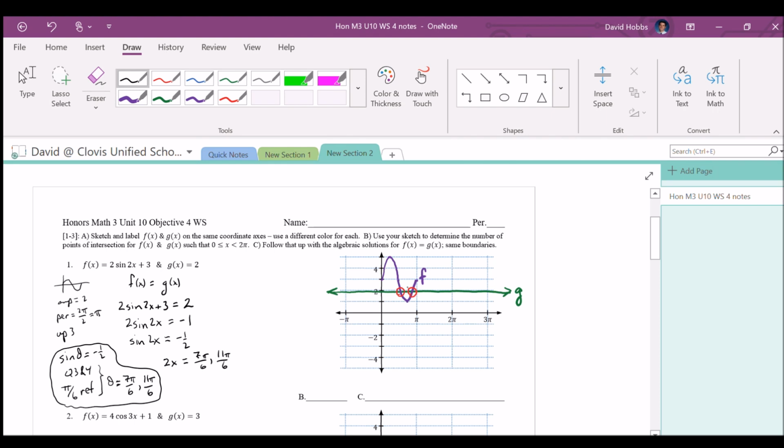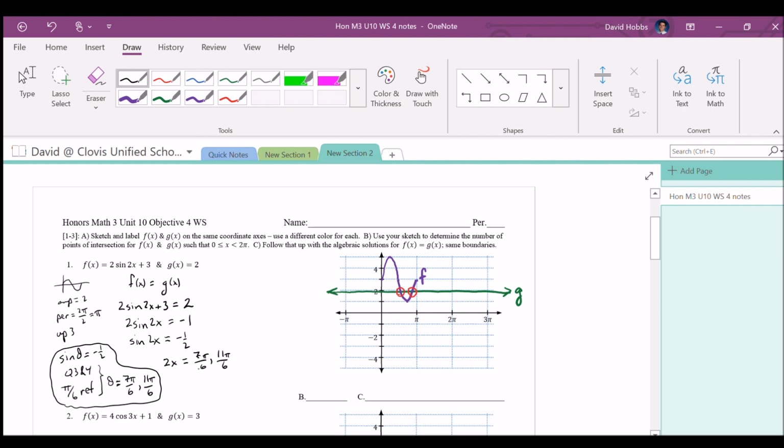But if we look at our graph, we can obviously see that if we extended the sine graph, there would be more points of intersection between pi and 2 pi, and that's still within our boundaries. So when we have the coefficient of the x, if it's a 2, we're going to go 2 times around. If the coefficient of x is a 3, we're going to go around 3 times. If it's a 4, we're going to go around 4 times.